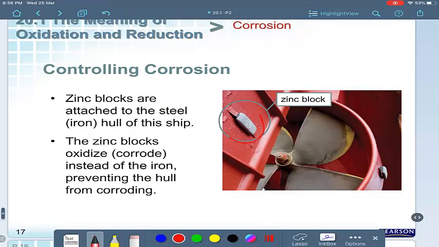Look like this. We have a piece of zinc here. This piece of zinc is attached to the hull of a ship made of iron. This is made of iron. To protect the iron from corrosion, we put just a piece of zinc to sacrifice and prevent the corrosion of the hull of the ship. This is the second method for protecting metals from corrosion.